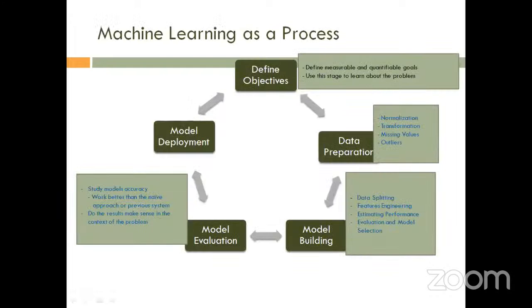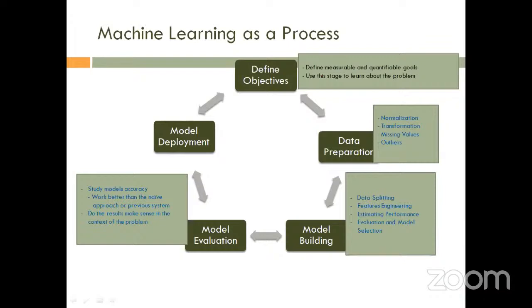Okay, this is the machine learning process. It defines the objectives, defines measurable and quantitative goals, and uses this stage to learn about the problem. Data preparation, as I think everybody knows and has done: normalization, transformation, missing values, and outliers. I think I told you in the regression analysis that you might even be getting missing values. Then in model building you have data splitting, feature engineering, estimating performance, evaluation, and model selection.